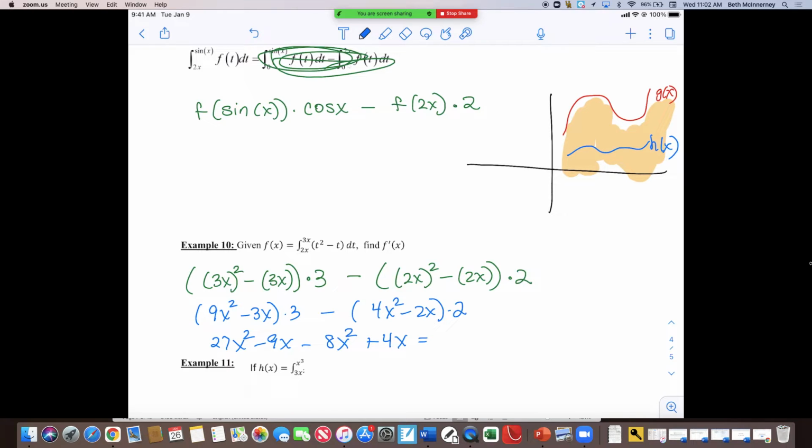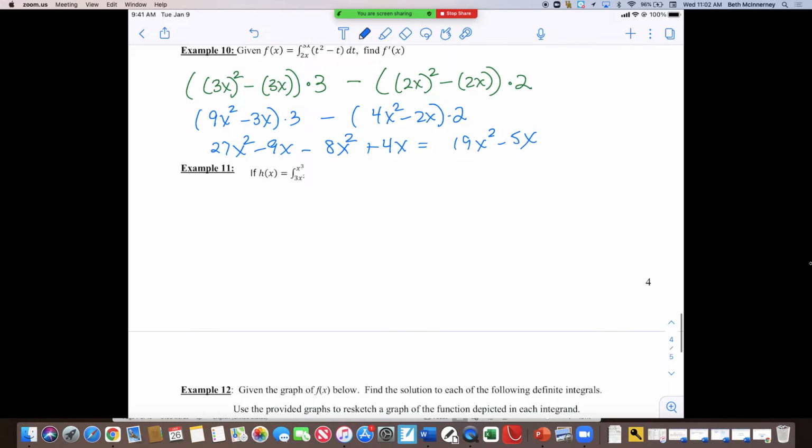All right, so on this one, did you get 19x squared minus 5x? Yes? Okay. So go ahead and try example 11 on your own. Let's see if you can do that one the whole way.